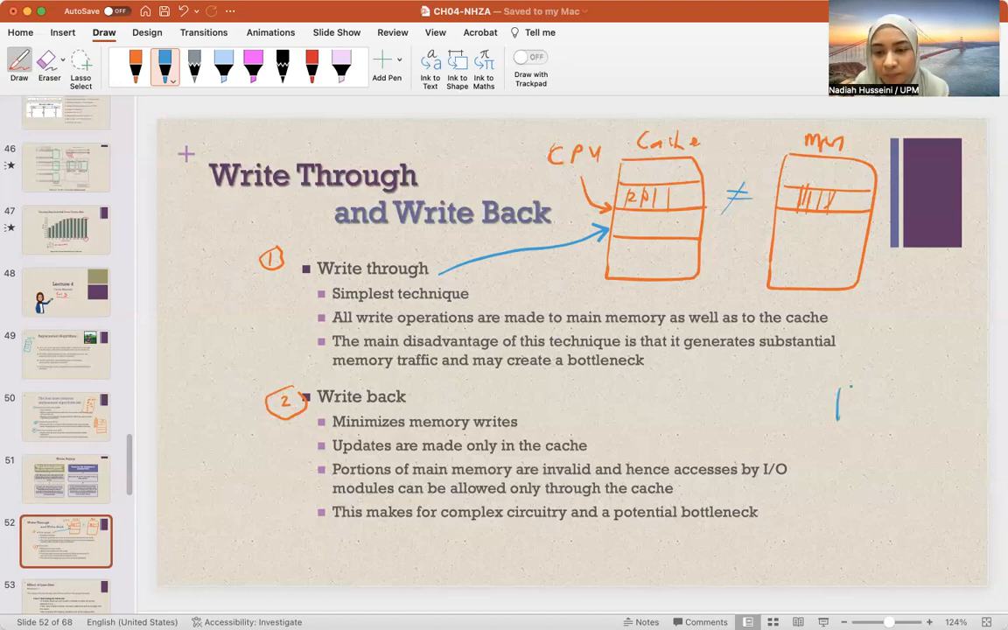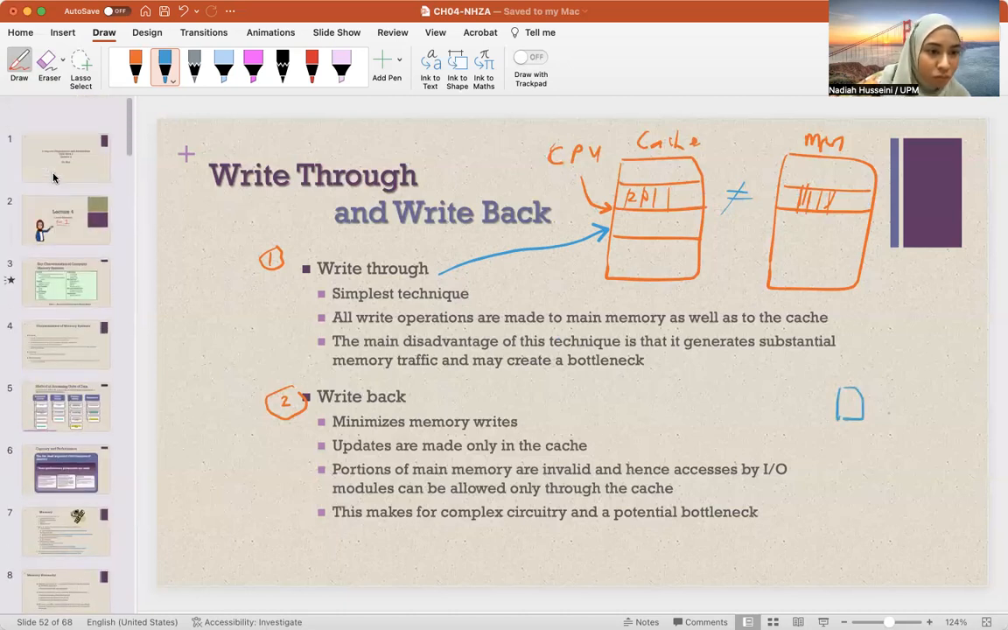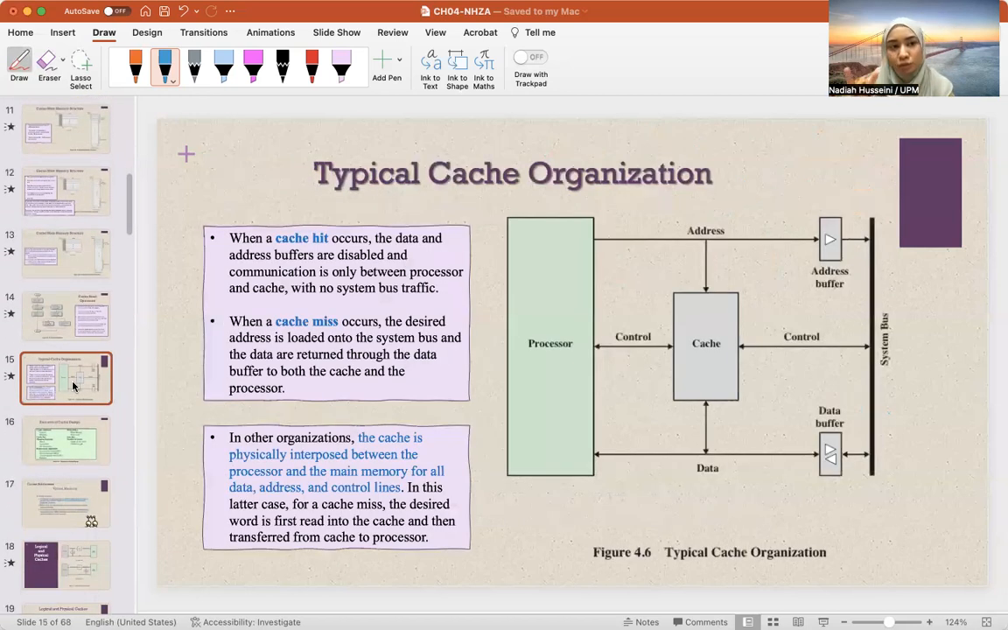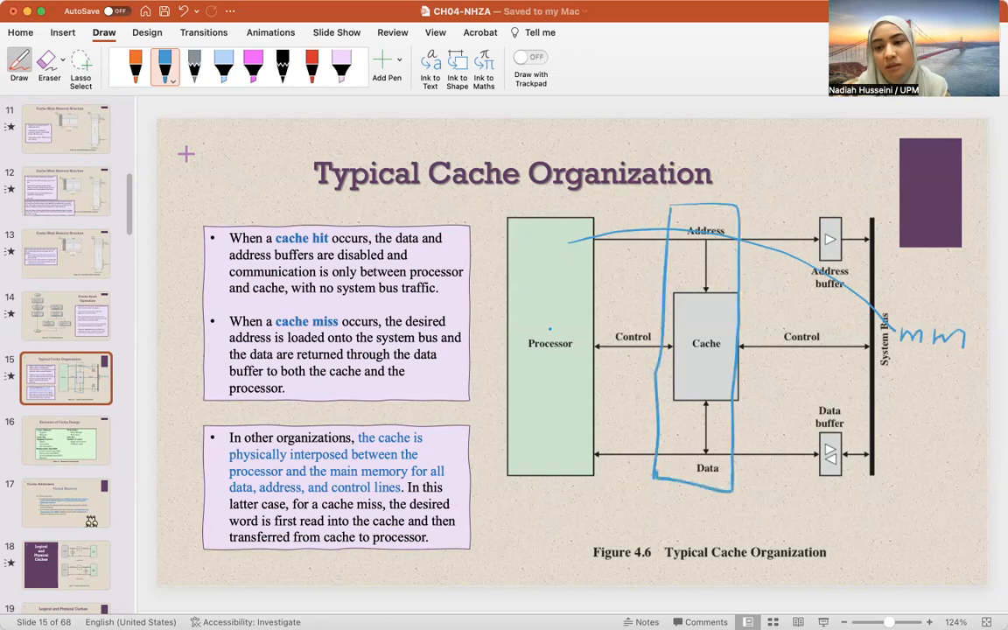We have seen this organization before. I told you there were two organizations of the cache. One is the processor has access to the main memory because it can access the system bus. But sometimes the cache is going to be physically interposed between the processor and the main memory. Therefore, any access by the processor needs to be done through the cache and then from the cache to the main memory. So this is the write back approach.